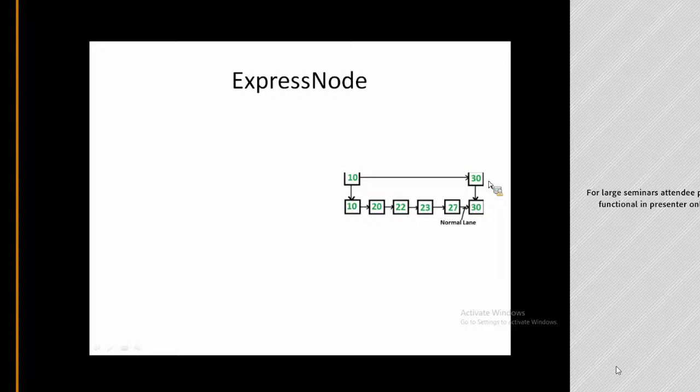Yeah, but do you need a pointer coming to the normal lane also? You have to make that provision also. Am I right?